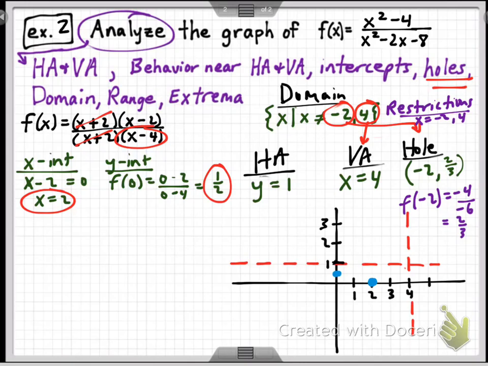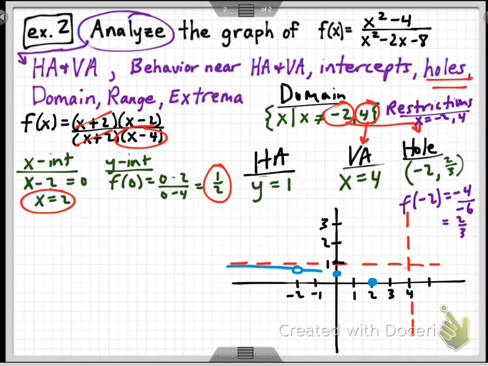Oh yeah, we have a hole at -2, 2/3. Okay, so 1, 2, -2, 2/3. So we have a hole right there. Now that lines up nicely. Okay, lines up nicely, and so we're just going to go ahead and draw the graph.